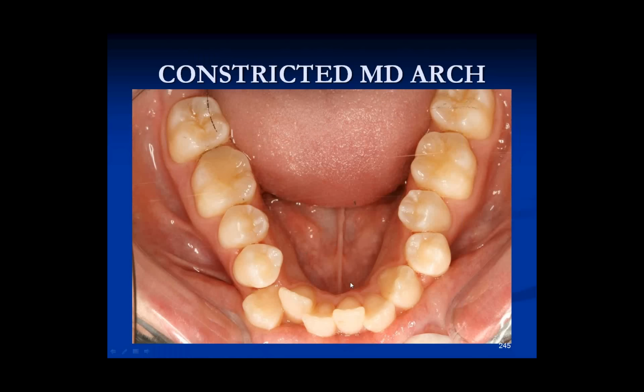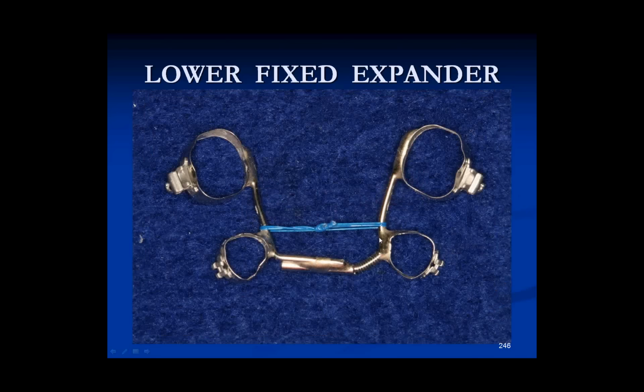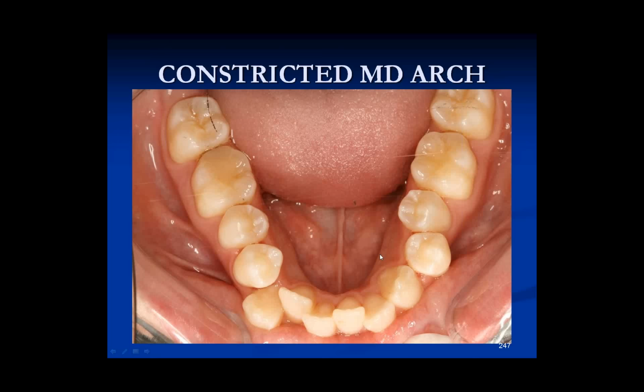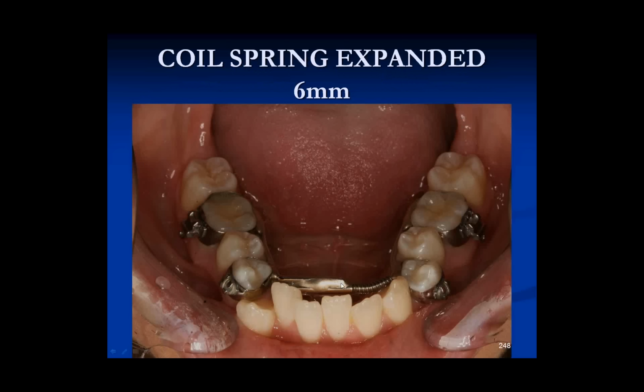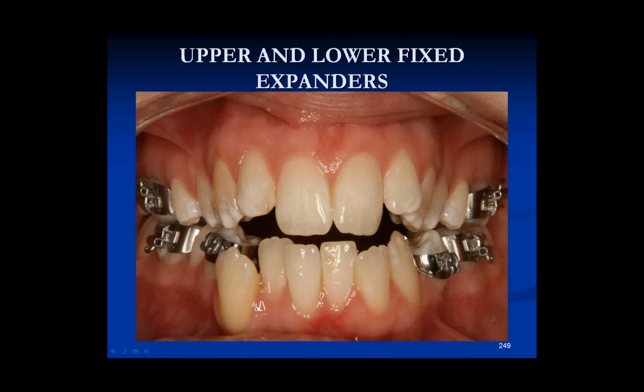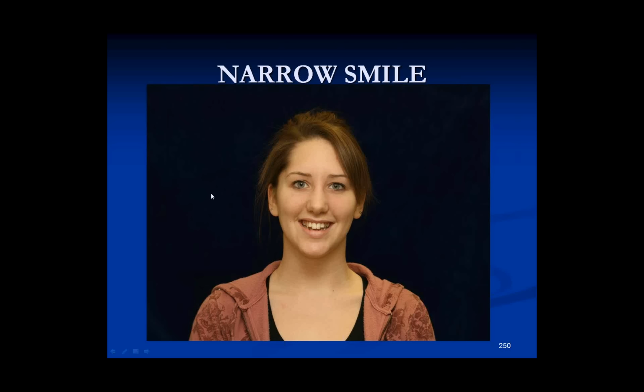And the lower arch, look how crowded this is. Look how crowded this is, and look at her tongue way back there. And look at this tooth all blocked out. Look at the crowding in the front. Again, that's the appliance we use in the lower. It's a fixed appliance with a nickel titanium coil spring there. We put that in, and we expanded 6 millimeters with that appliance. And so the upper expanded 10.